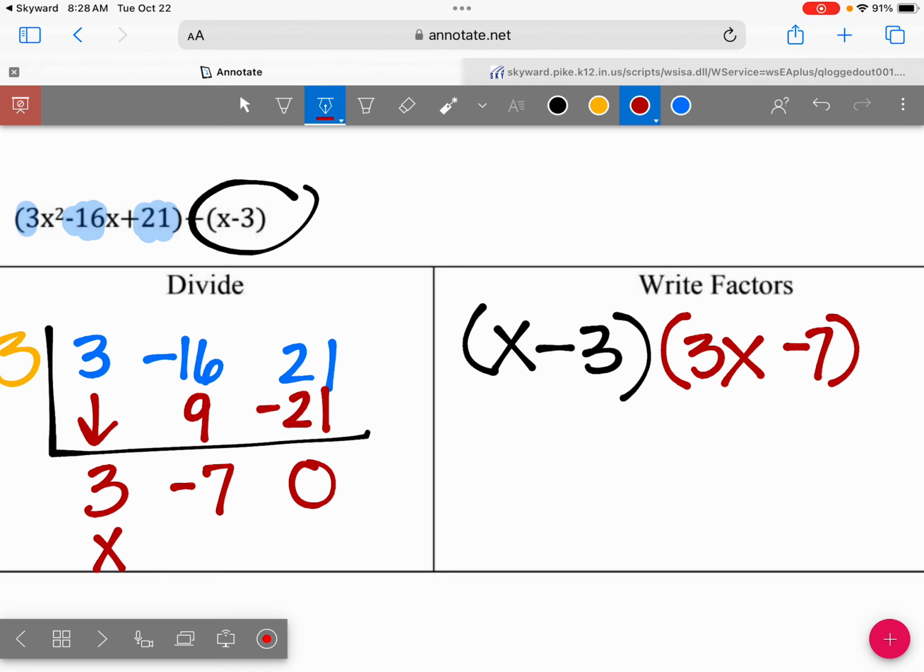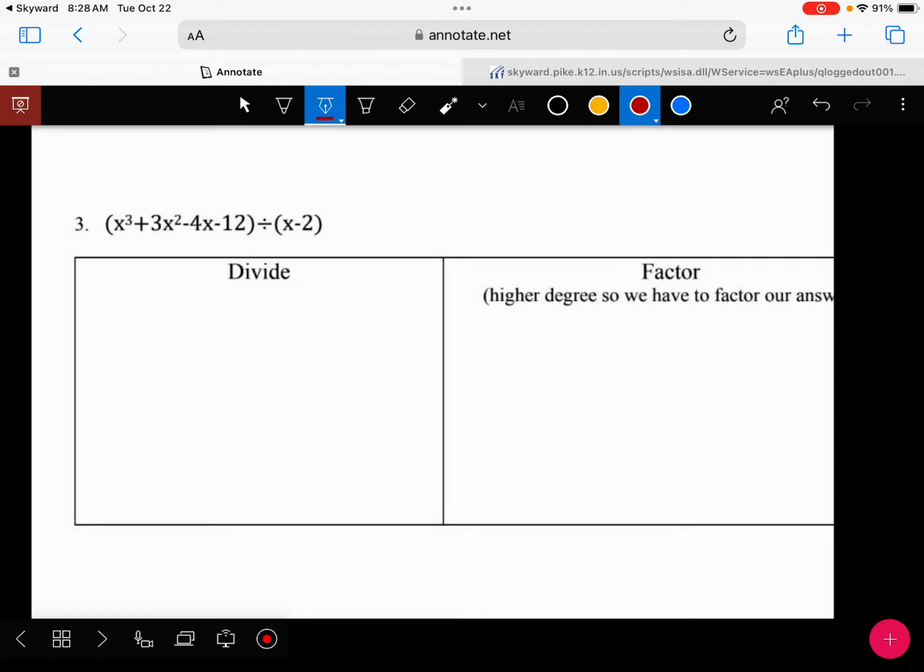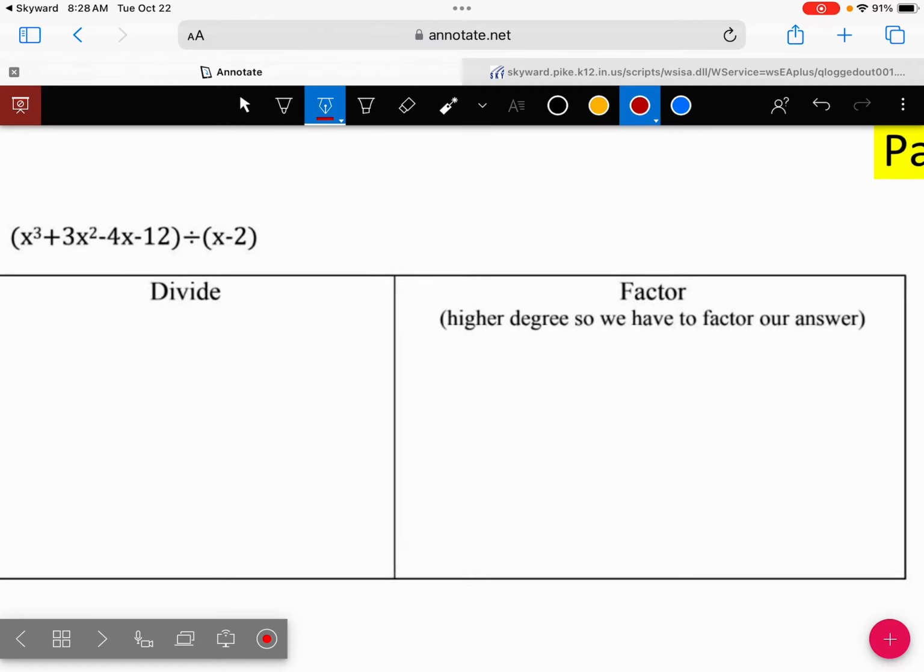All right, what do you think so far? Thumbs up, sideways, down. I'm not asking if you can do it on the test, but do you understand the process of synthetic division? All right, so now let's do some where we actually have to factor, because it's a higher degree. So again, we have to write our factors. This is my first factor.